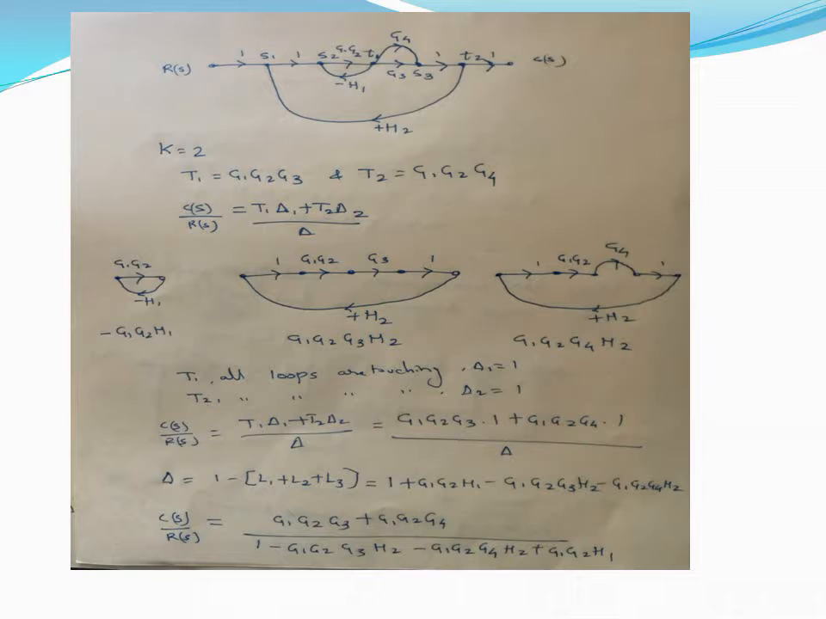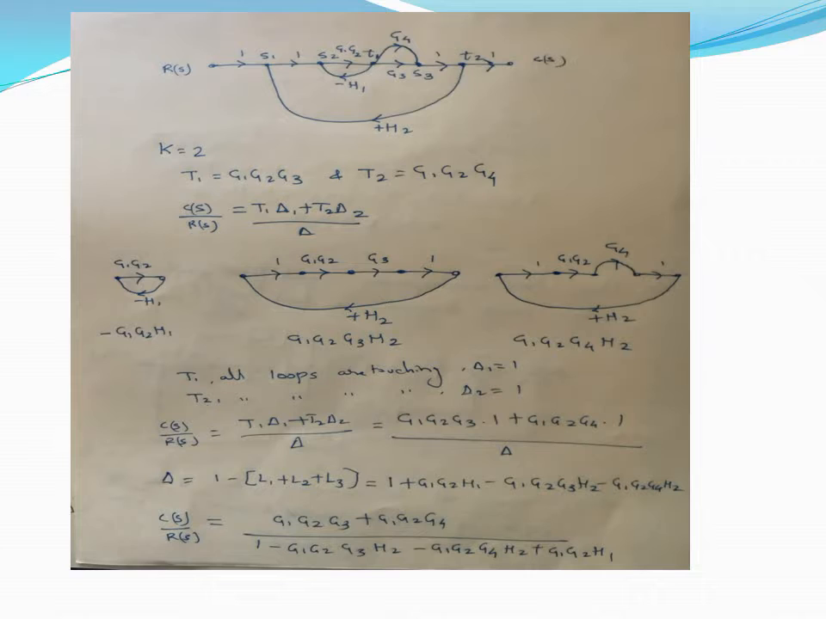Can we see any two non-touching loops? The first loop is touching the second loop and the third loop, they have common nodes. So there is no combination of two non-touching loops in this. So delta will become 1 minus, in bracket, L1 plus L2 plus L3. L1 we have minus G1, G2, H1. L2 we have plus G1, G2, G3, H2. L3 we have G1, G2, G4, H2. So we can have delta.